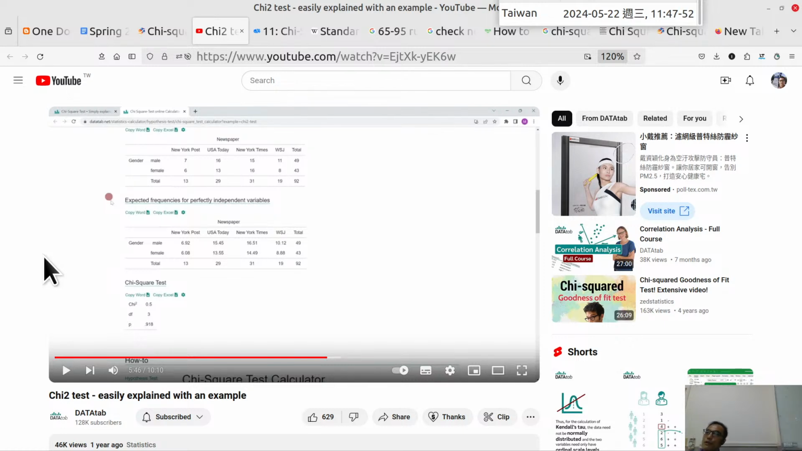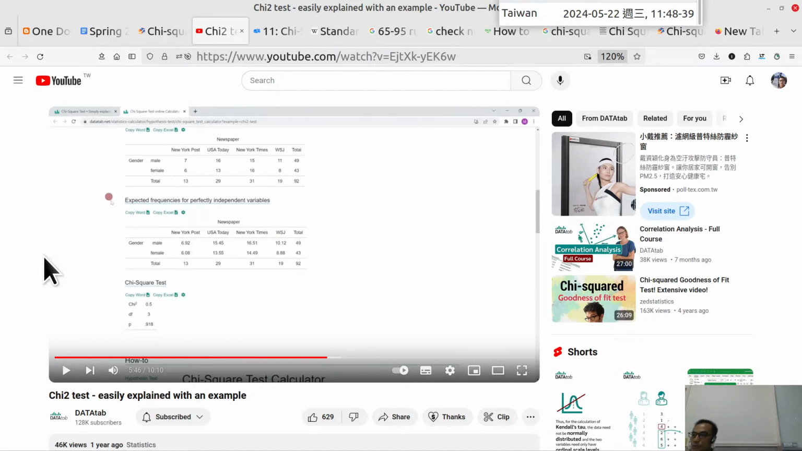Again, the definition of degree of freedom is the number of rows minus 1 times the number of columns minus 1. Put them together. For example, we have the gender, male and female. That is 2 rows, subtract 1, the answer is 1. And the other, 4 kinds of newspapers minus 1, that is 3. 3 multiplied by the previous one, 1. As in the beginning, the author of this video explained, the degree of freedom is 3.